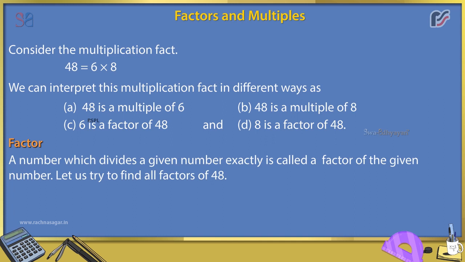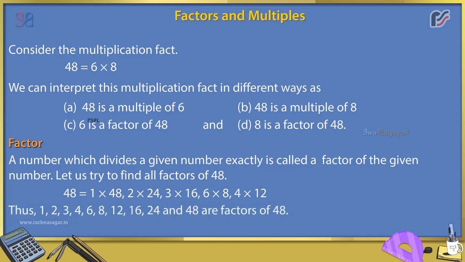Let us try to find all factors of 48. 48 is equal to 1 multiplied by 48, 2 multiplied by 24, 3 multiplied by 16, 6 multiplied by 8, 4 multiplied by 12. Thus, 1, 2, 3, 4, 6, 8, 12, 16, 24, and 48 are factors of 48.